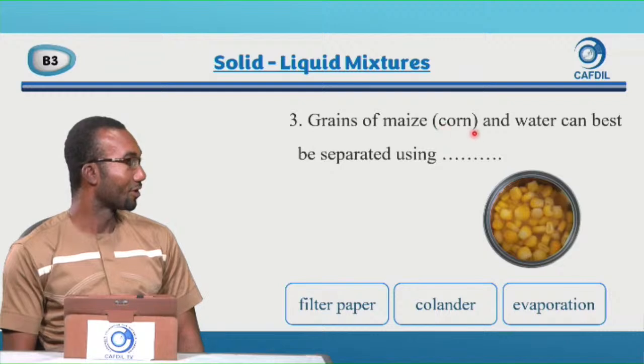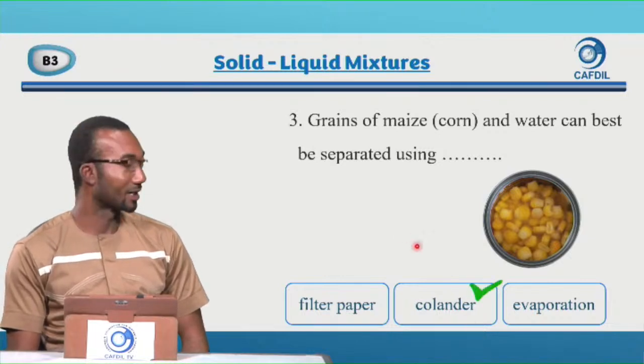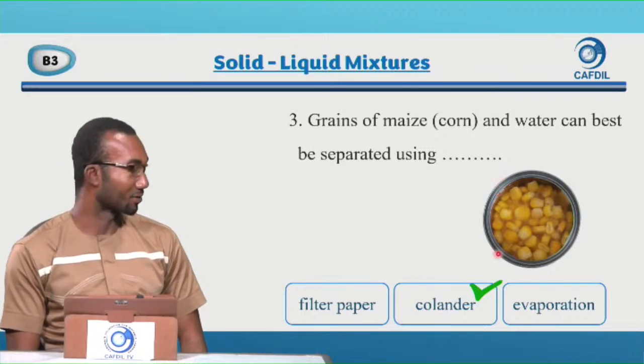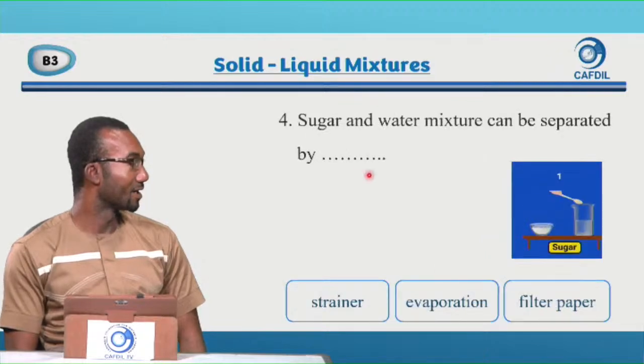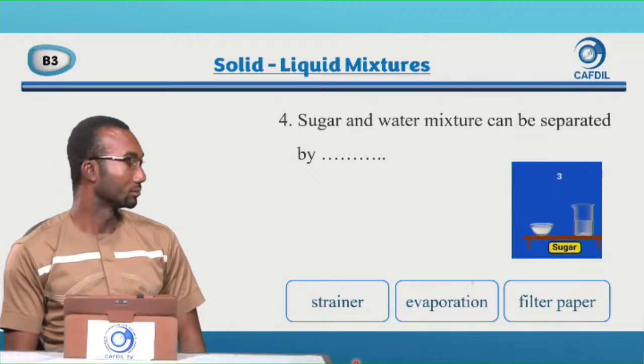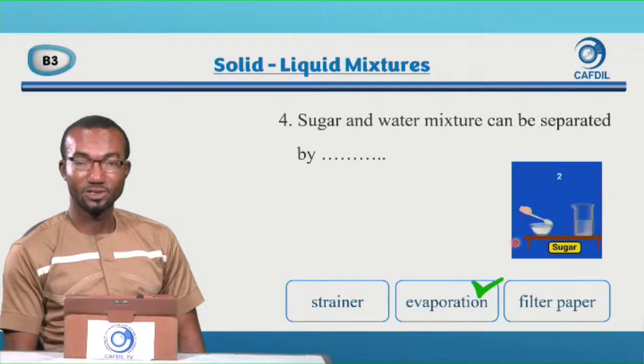3. Grains of maize or corn and water can best be separated using, we have filter paper, colander, evaporation. Good. Colander, because the maize particles cannot pass through the holes of the colander, so that's the best one to use. 4. Sugar and water mixture can be separated by, we have strainer, we have evaporation, we have filter paper. Good. Evaporation, yes, because the sugar dissolved in the water, so we can only use heat to get the sugar back.